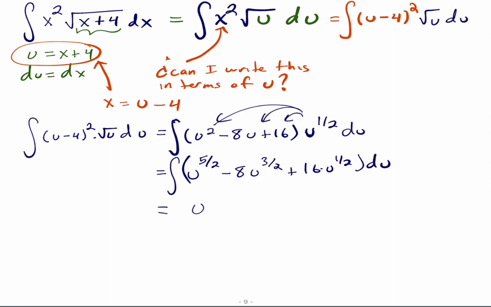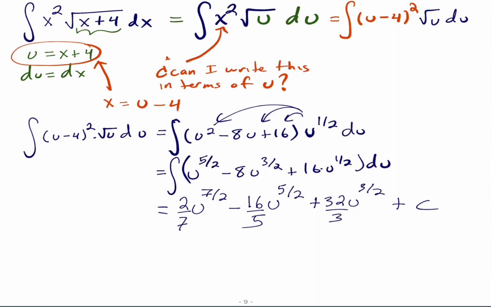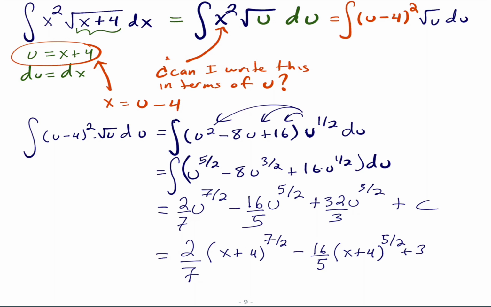What does that equal to? U to the 7/2, right? Times 2/7, minus u to the 5/2 times 2/5, right? But there's an 8 there already, so 16/5. And then plus u to the 3/2, right? And then I have 16 times 2/3, so that's going to be 32/3, plus c. And then last but not least, just go back to x plus 4, right? Plus 4 to the 3/2 and then plus c.